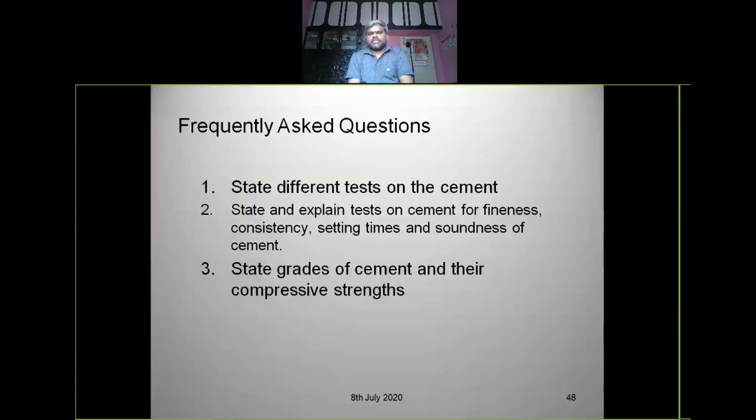The frequently asked questions in this chapter are: state the different tests on cement and explain the tests of cement fineness, consistency, setting time and soundness; state the grades of cement and their compressive strength. Also, list the tests conducted on cement and explain any one of them. These can be asked from this chapter.